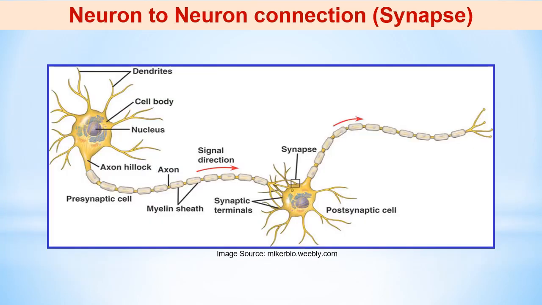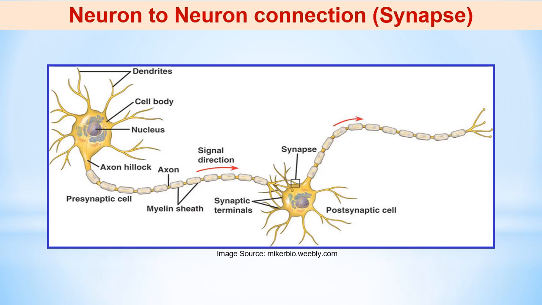Here we can see the neuron to neuron connection, or synapse. Here, this is one neuron and this is another neuron, each having a cell body and an axon. These two neurons are connected at these points where the axon of this cell is making some special connection with the dendritic ends of the neighboring cell. And these special connections are known as the synapse.